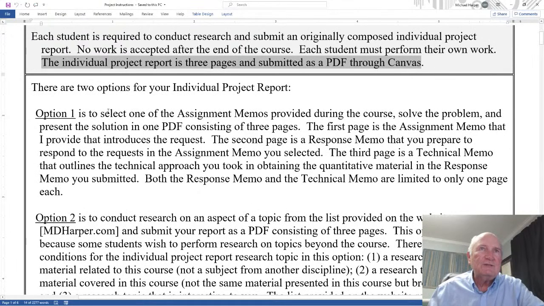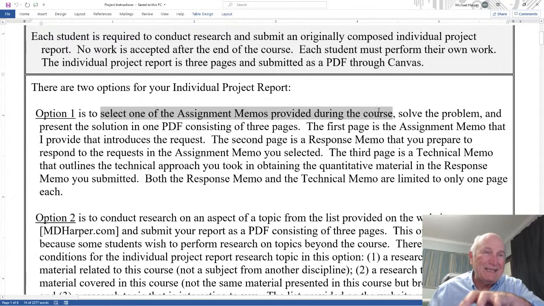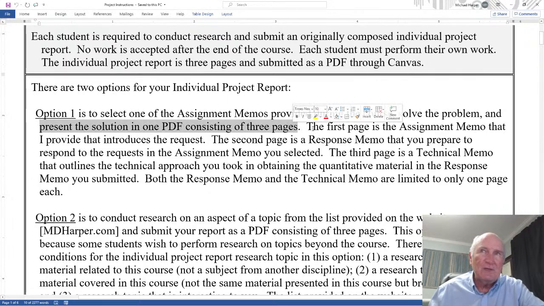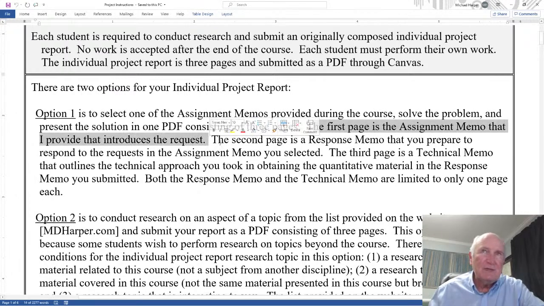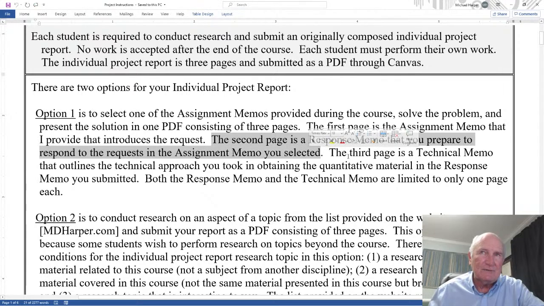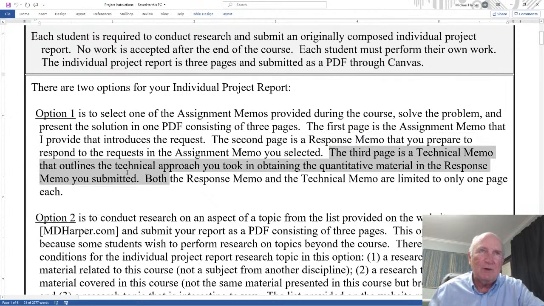Option 1 is to select one of the assignment memos provided during the course, which is in this Word file. Solve the problem, present the solution in one PDF consisting of 3 pages. The first page is the assignment memo that I provide that introduces the request. The second page is a response memo that you prepare to respond to the requests in the assignment memo you selected. The third page is a technical memo that outlines the technical approach you took in obtaining the quantitative material in the response memo you submitted.